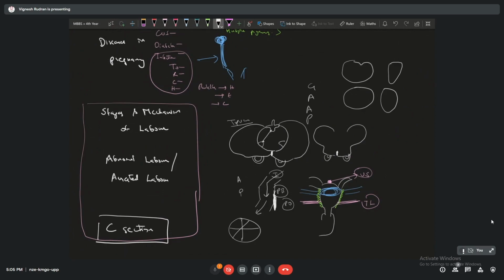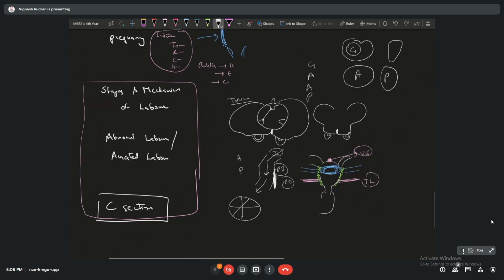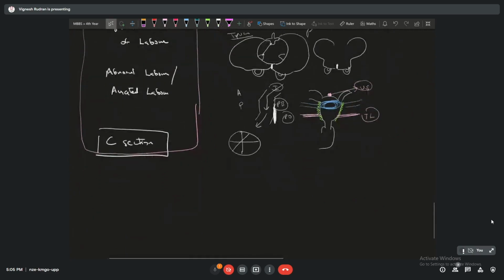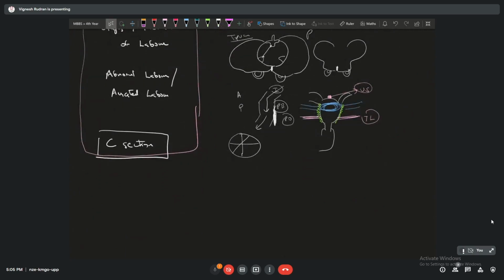So the normal one is your gynecoid. It's heart shaped. Android is triangular and found in men, while gynecoid is found in women. Then you have anthropoid and platypelloid, which are vertically and horizontally oval. So those are the various types of pelvises, and this is known as the Caldwell-Moloy classification of the pelvis.